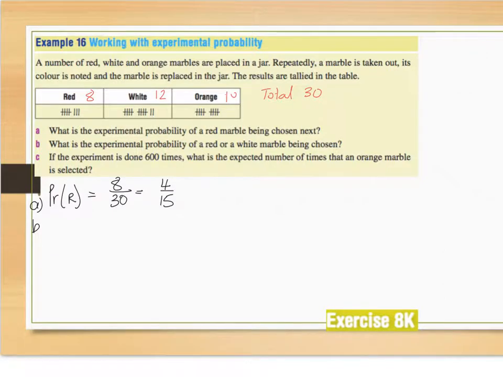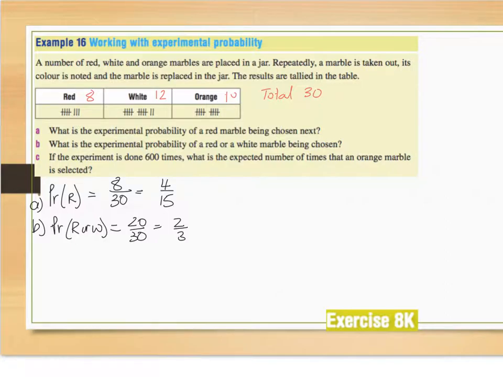For B, what is the experimental probability of a red or a white marble to be chosen? So the probability to have a red or white will be any one of these two, so it can either be 8 or 12. Together there's 20 of them, so that will be 20 out of 30, and if I simplify that, my answer is 2 in 3.